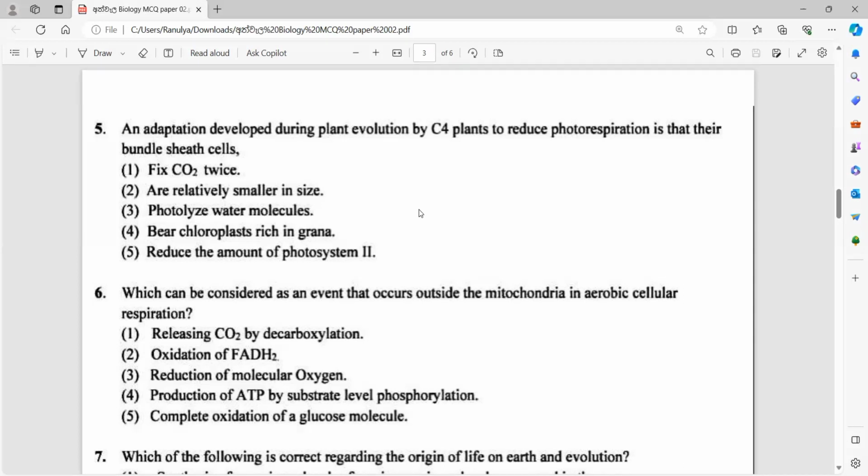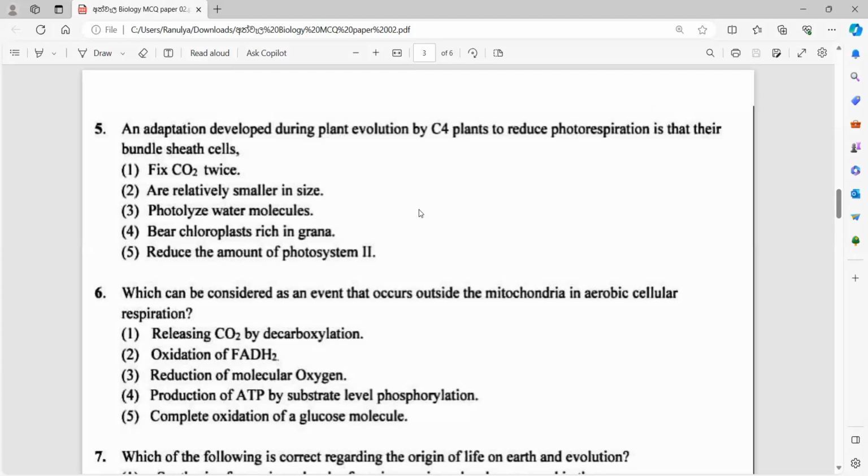This is to prevent light reactions. Right? Otherwise, what happens? If light reactions occur, oxygen is produced. Right? Then that oxygen will react with rubisco. Then reduce the amount of photosystem 2. Yeah, photosystem PS2 in the bundle sheath cells is depleted in order to lower the oxygen production in bundle sheath cells. So for the fifth question, the answer should be the fifth answer.